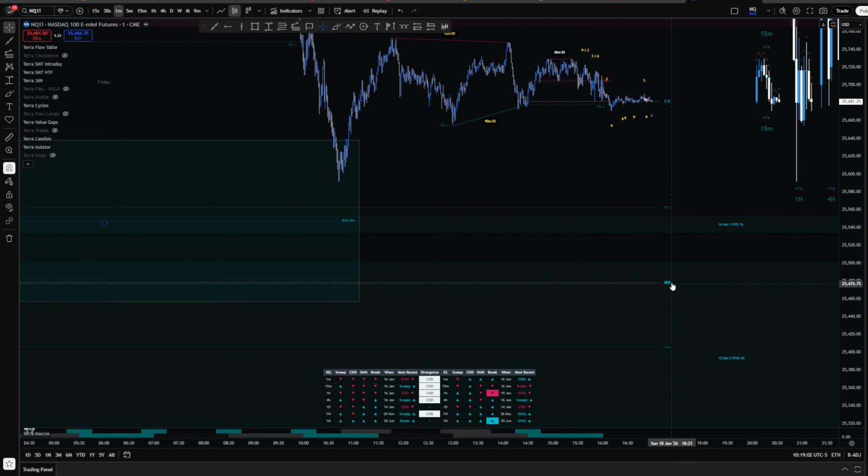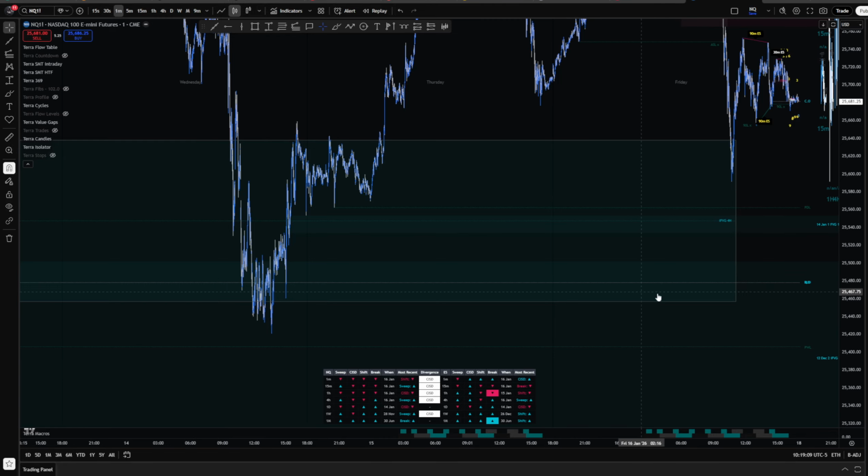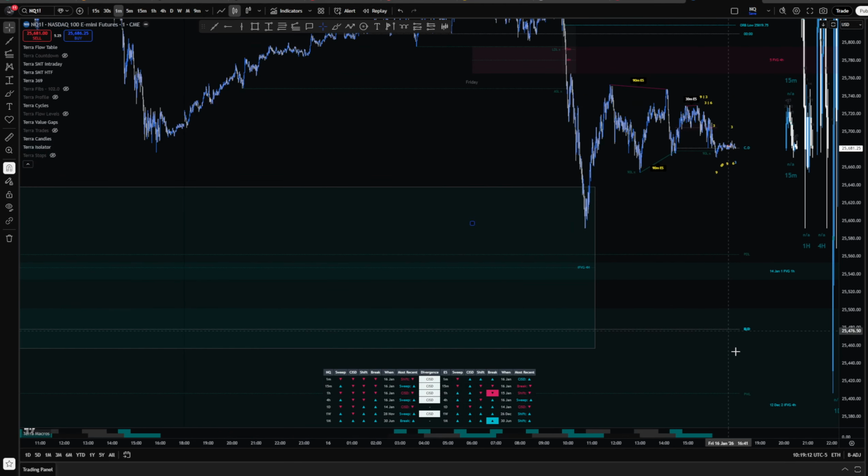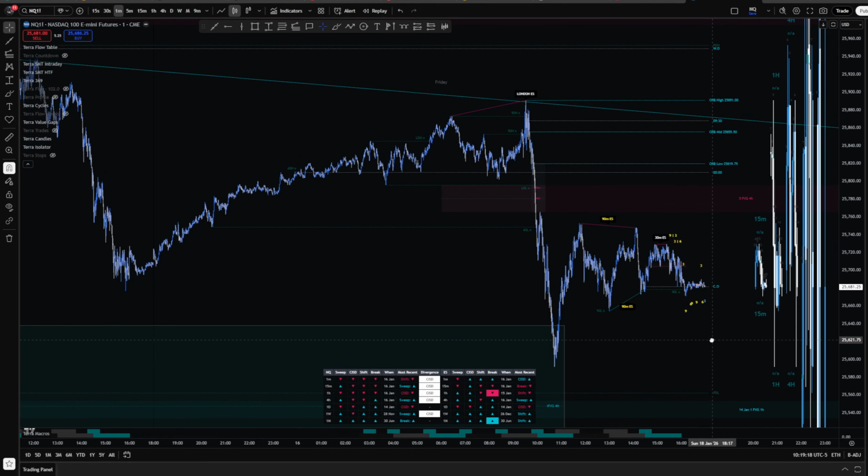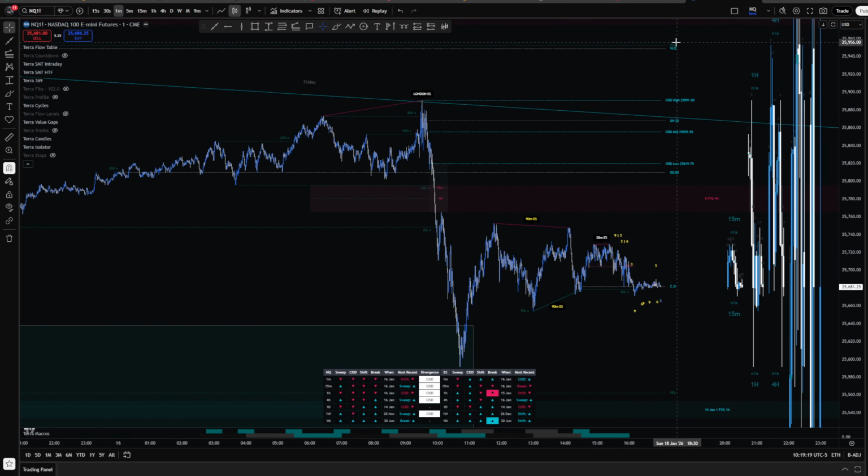This one's a little bit clumped up because we're at the start of the year. It's the monthly, yearly, and quarterly all overlaid together. They'll separate out over time as the year carries on. We've got the weekly up here, right next to the previous day high. So those are liquidity levels.